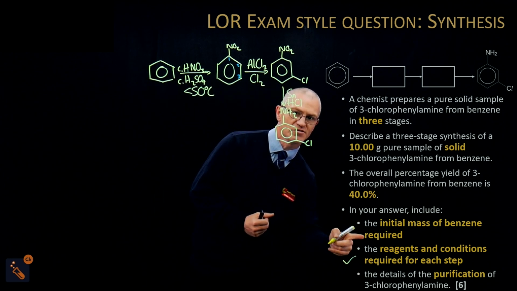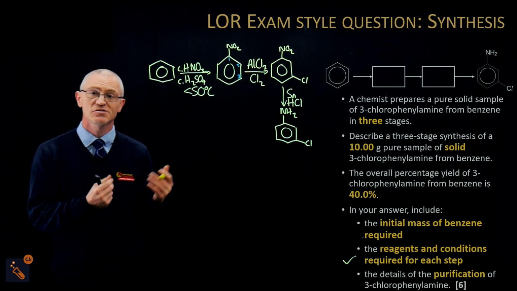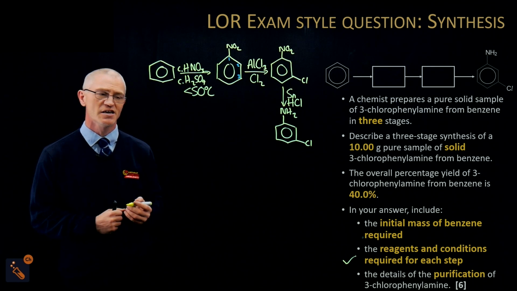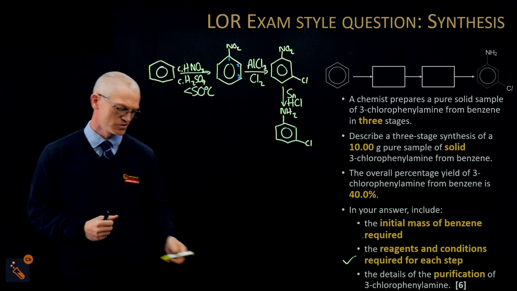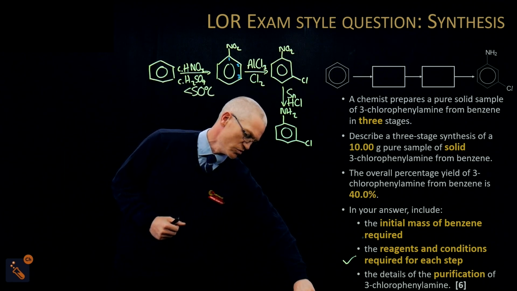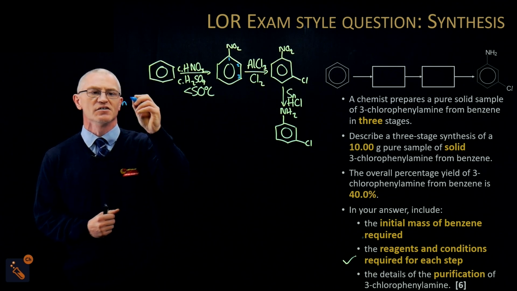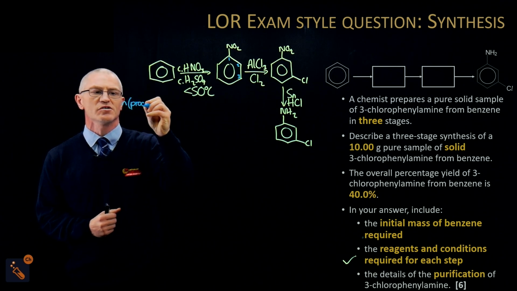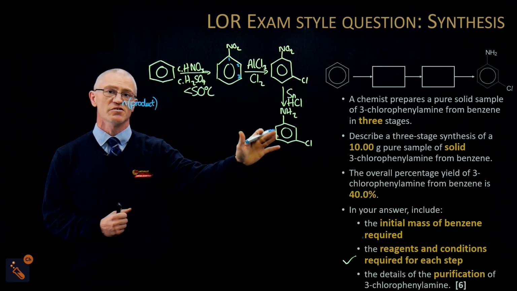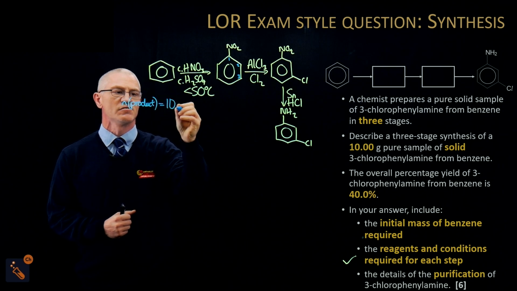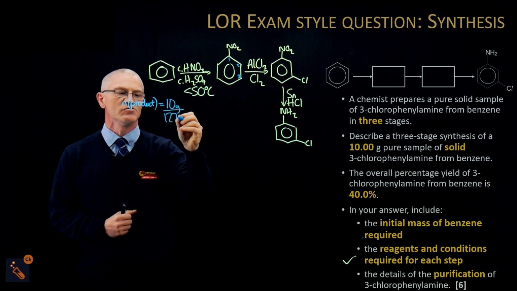Okay, so now we're going to do the initial mass of benzene. So let's do that calculation. Now we need to use the yield calculation, so hopefully you've got that equation in front of you. To do that equation, you need the number of moles of the product. So let's now do the number of moles of my product. I've got a mass of my product, which is 10. Okay, I divide it by the molecular mass, which is 127.5.